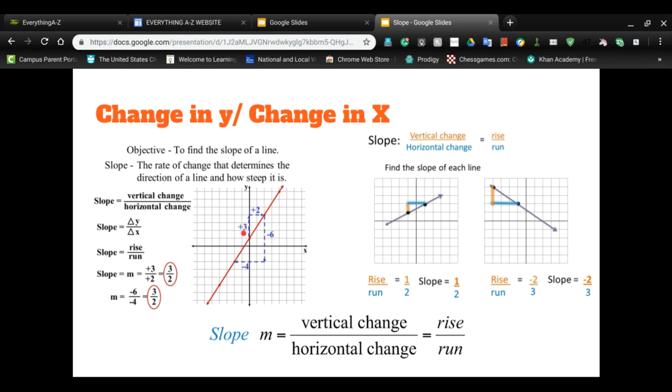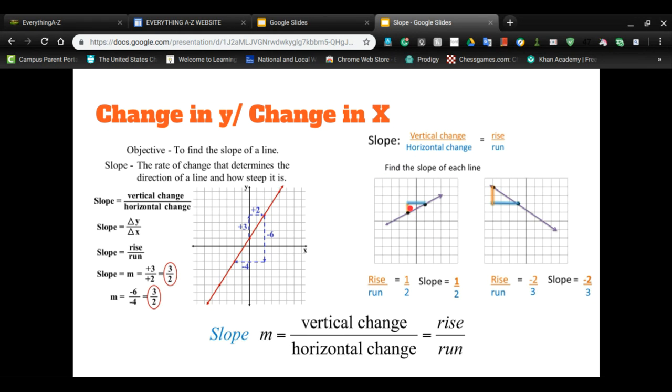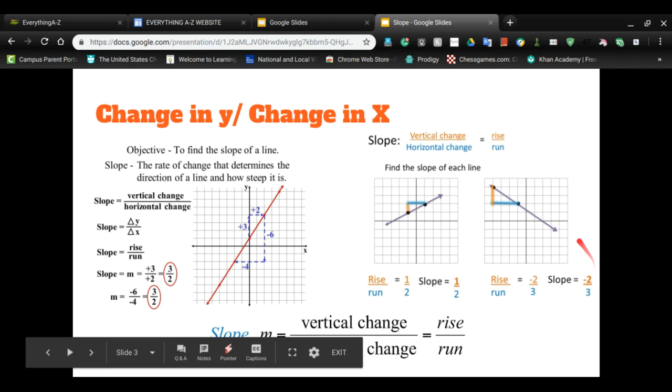Also here, you can connect 2 points, shown here. From here to this point, the run is -4 and the rise is -6. So that also simplifies out to 3 by 2 because negative and negative cancel out to the positive. In this picture, the slope of the line is 1 by 2 because the rise is equal to 1 and the run is equal to 2. Here the rise is equal to -2 because it's going down, and the run is still the same. It is a 3. And that makes the slope -2 by 3.